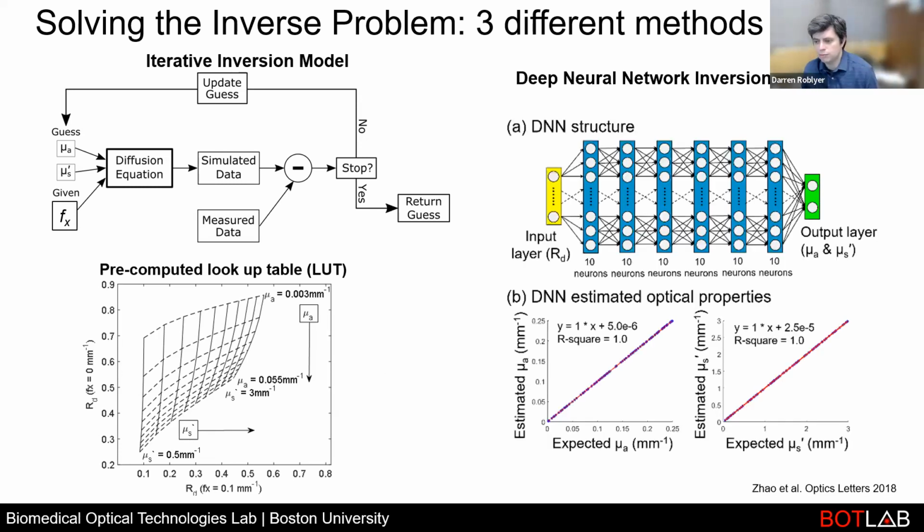Another way this problem can be solved is by using Monte Carlo results or an analytical model to train a neural network. And we showed how this could be done back in 2018. Here, the neural network structure is fairly straightforward, but the inputs are the diffuse reflectance at different spatial frequencies, and the outputs are mu A and mu S prime. And you can see this works very, very well if you're careful about the architecture of the deep neural network, and it's also very fast.